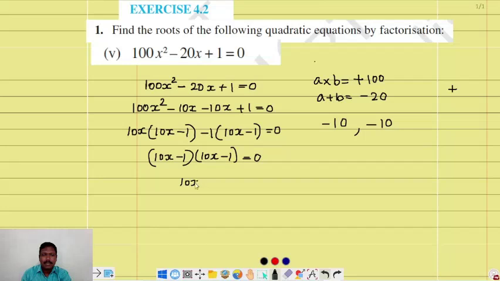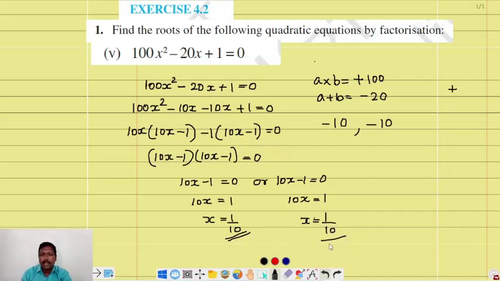So 10x minus 1 equal to 0, or the same again we will get 10x minus 1 equal to 0. So here 10x is equal to 1, and from here you can say 10x is equal to 1. So x is equal to 1 divided by 10. From here also we will get x is equal to 1 divided by 10. So the values of x are 1 by 10 and 1 by 10. So both numbers are 1 by 10, 1 by 10.